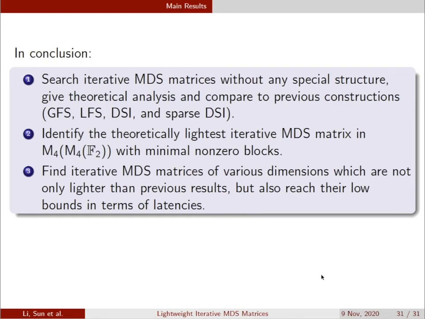And in conclusion, we searched iterative MDS matrices without any special structure, gave theoretical analysis, and compared to previous constructions. And we identified the theoretically lightest iterative MDS matrix in 4x4 over 4-bit words with minimal non-zero blocks. And we found iterative MDS matrices of various dimensions, which are not only lighter than previous results, but also reach their lower bounds in terms of latencies. That's all. Thank you.